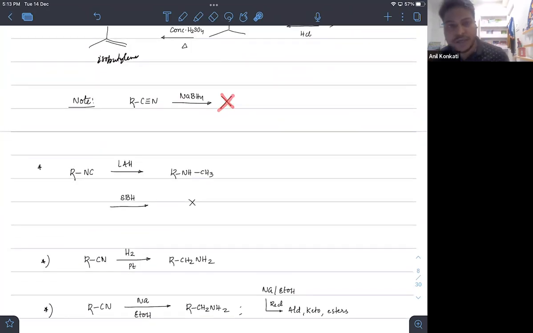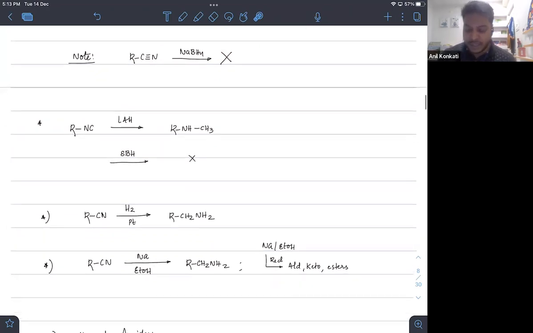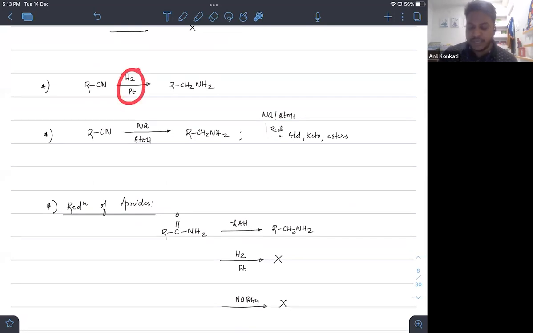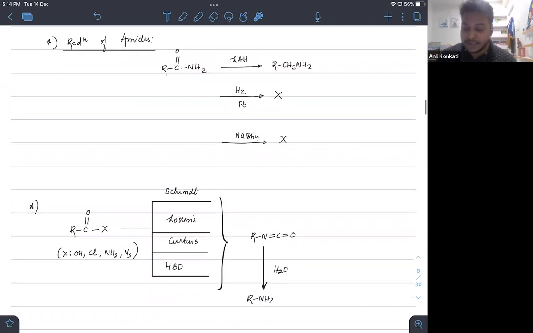NaBH4 is not a good reducing agent for reducing cyanides. The same logic applies to isocyanates also. It is not good for isocyanates. Only lithium aluminum hydride will give reduction. And H2/Pt can be used for reduction. Sodium in ethanol can be used, which we call the Bouveault-Blanc reduction, right? Usually we do it for aldehydes, ketones and esters. But apart from that, sodium and ethanol can also be used for reduction of nitriles. Then reduction of amides: amides can also be reduced using lithium aluminum hydride.